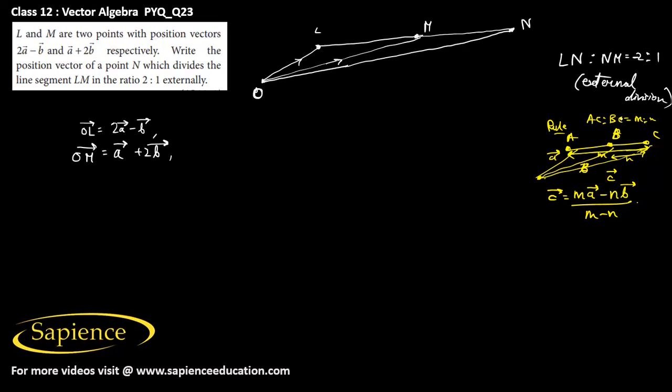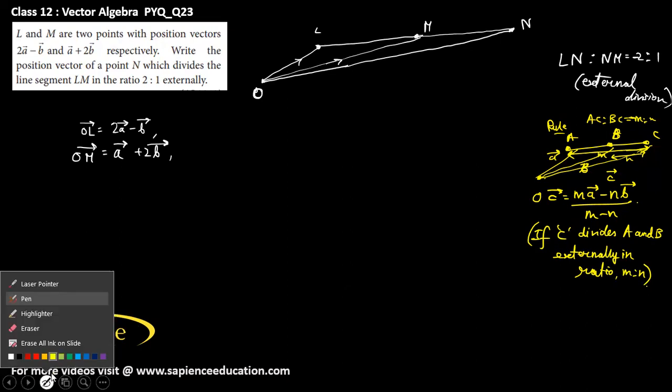So here AC is to BC, that should be minus m:n, means if the point C, this is OC vector, divides A and B externally in the ratio m:n. So this is the rule which you have to apply.